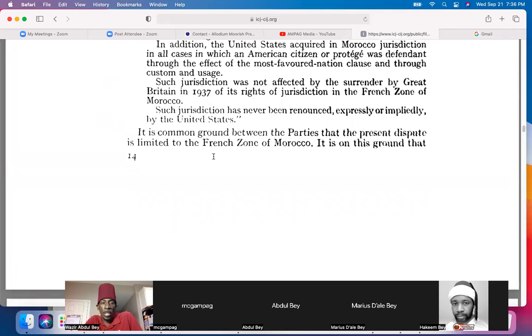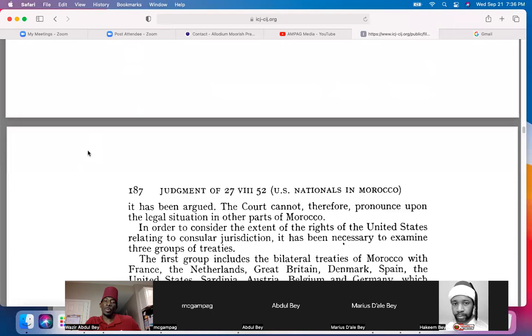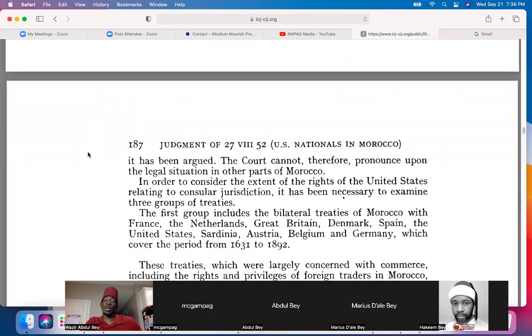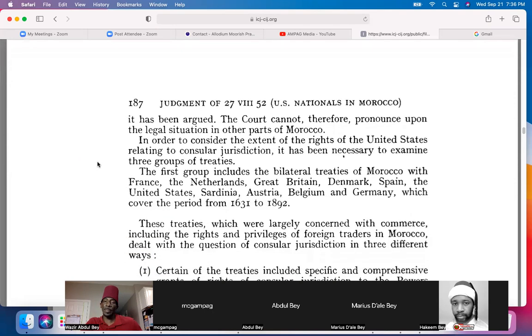So as it goes, it is common ground between the parties that the present dispute is limited to the French zone of Morocco. It is on this ground that it has been argued. The court cannot, therefore, pronounce upon the legal situation in other parts of Morocco. In order to consider the extent of the rights of the United States relating to consular jurisdiction, it has been necessary to examine 3 groups of treaties. What treaties are they examining?